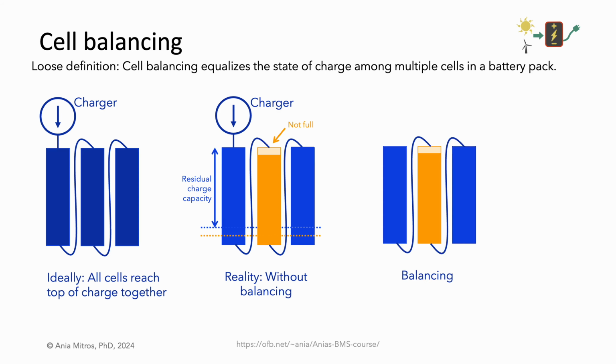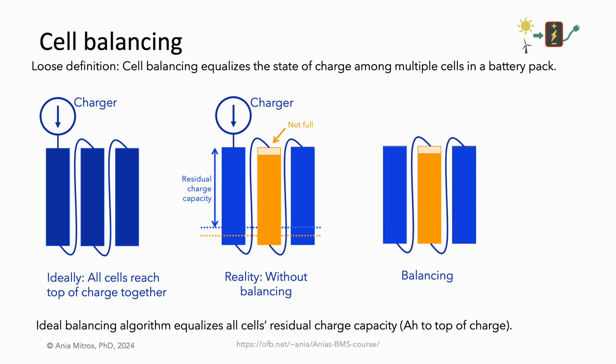Balancing restores the more ideal situation. An ideal balancing algorithm is one that results in all cells having identical residual charge capacity. Passive balancing does this by selectively discharging cells as needed so that their residual charge capacities match. Or, in other words, so each cell can take in the same number of amp hours before reaching top of charge.